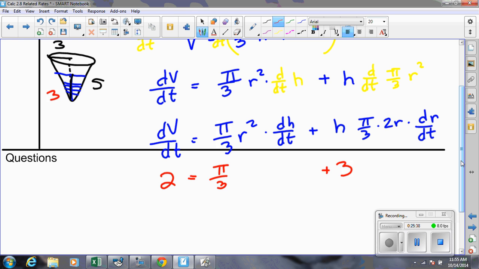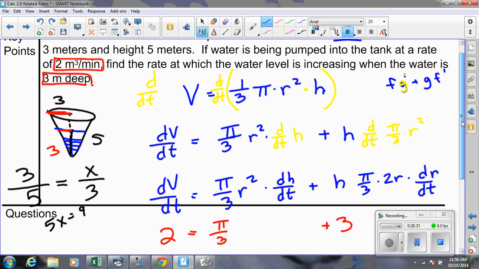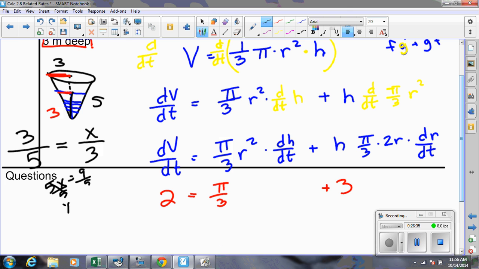Do we know the radius when the height is 3? Right, well, we're told the base radius is 3. That radius is 3. We need this radius. This is where similarity from geometry will come into play. We know the base radius is 3. The overall height is 5. We could set up a proportion using similarity where now the height of the water is 3. We need to know the radius. Cross multiplication would yield 5x equals 9. Dividing by 5 tells us x is equal to 1.8. So our radius at this point is 1.8.